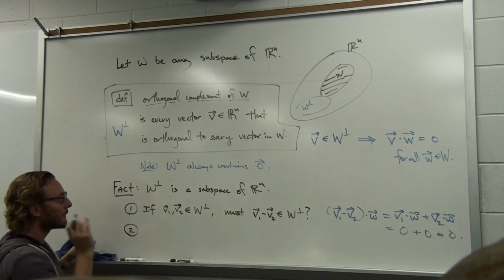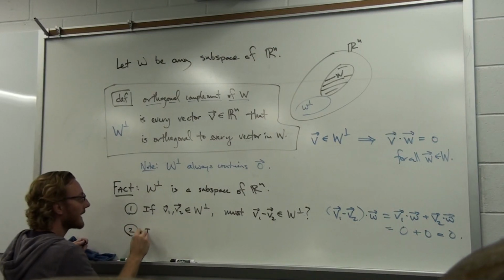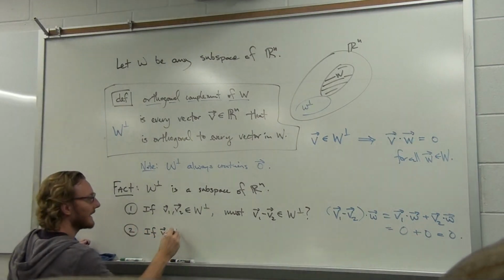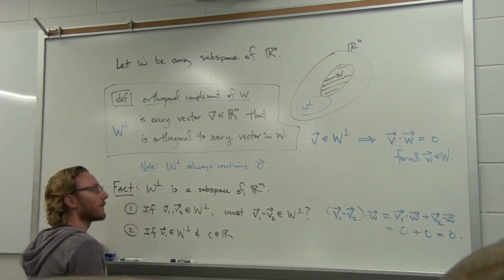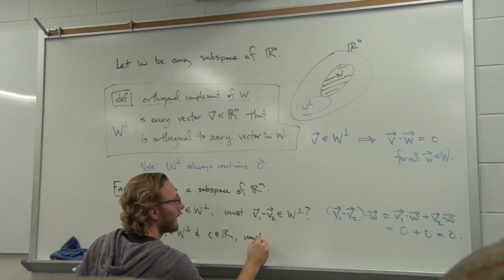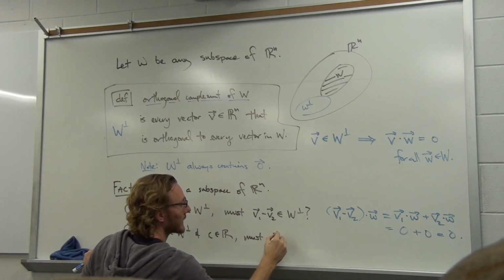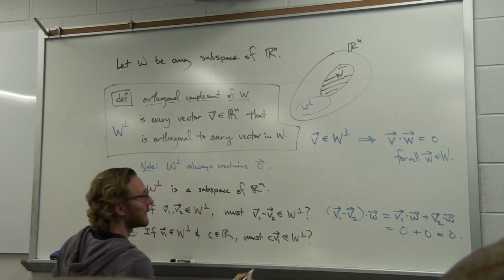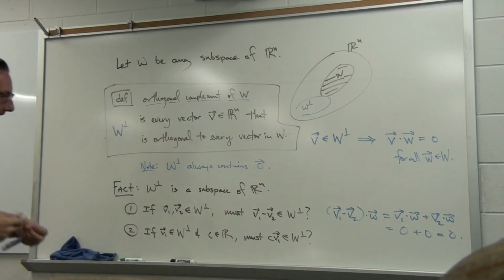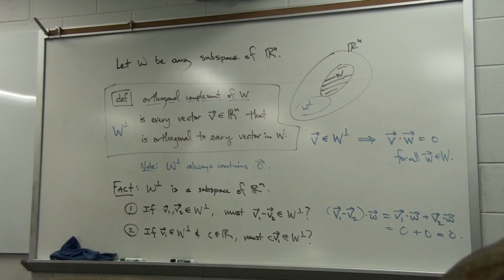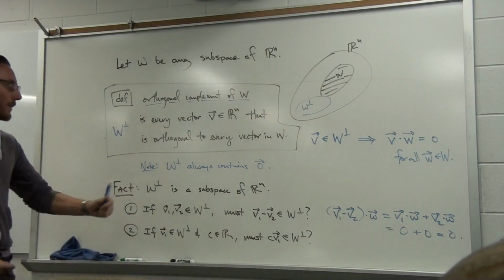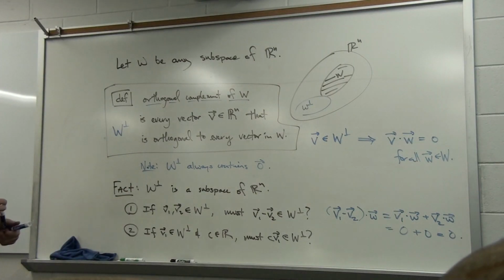Second fact that we would need to become a subspace is that if our vector 1 was in the orthogonal complement and we had a constant, just any real constant, must the constant times our vector be in the orthogonal complement? In other words, can we scale any vector in the orthogonal complement and stay in the orthogonal complement? We already know that the orthogonal complement is closed under subtraction. Is it also closed under scalar multiplication? Because if it is, then the orthogonal complement would pass the subspace test.